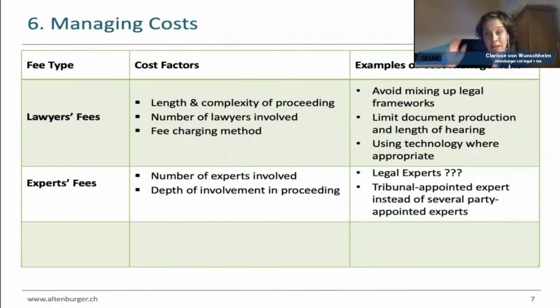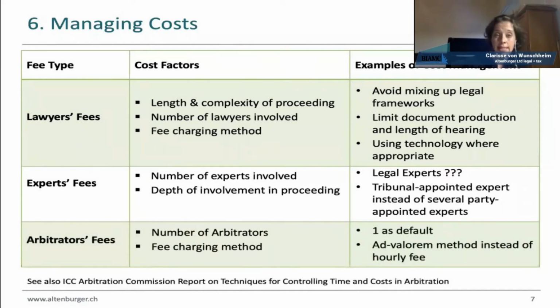The second point that can be quite important are the experts' fees. And here, as I mentioned before, I'm talking here about technical experts, accounting experts, or legal experts. And if you want to limit the costs, the first thing to do is to limit the number of experts involved and also the depth of involvement in the proceedings. And lastly, the arbitrators' fees. And here, of course, if you want to control that item of cost, you need to control the numbers of arbitrators.